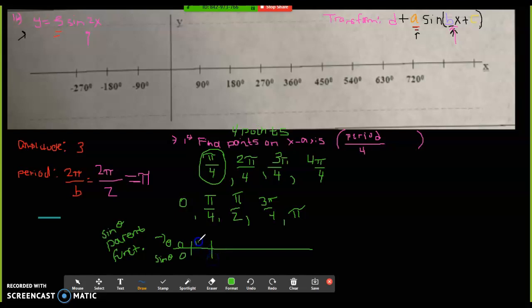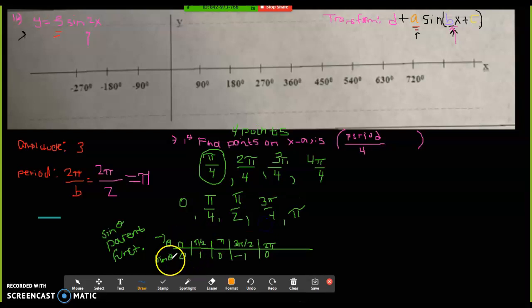Then on the parent graph, I would go to angle pi over 2, and my sine value would be 1, and then I would go to pi, and my sine value is 0. And then I go to 3 pi over 2, and my sine value is negative 1. And then I go to 2 pi, and my sine value is 0. Now, what I'm going to do is take these points and match them with my corresponding new increments. This is what we did in our tutorial today.